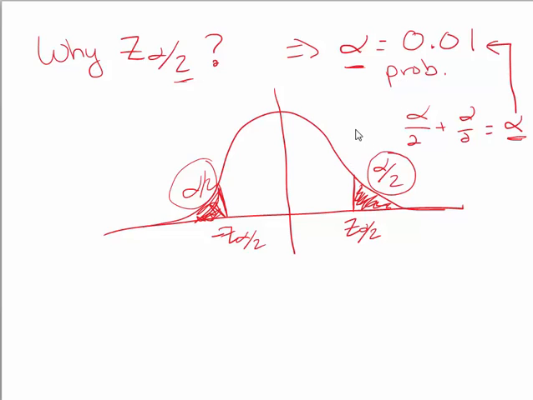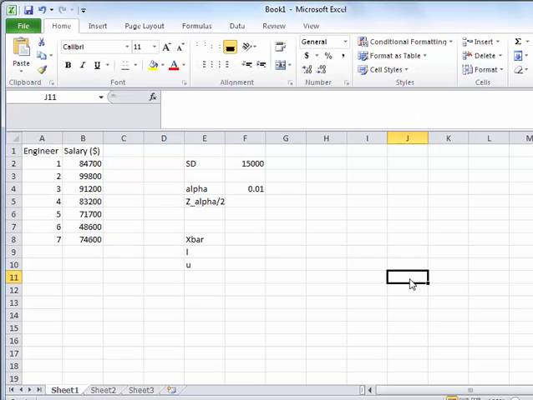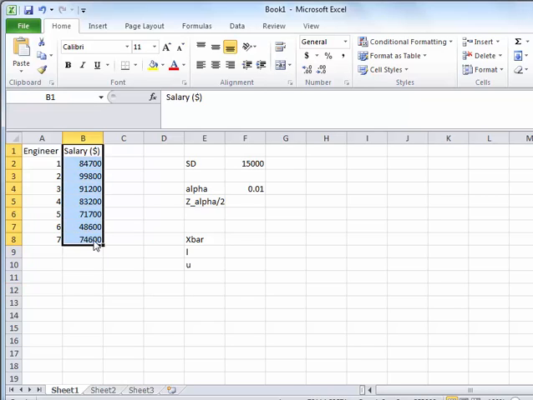So now that we have an idea what our confidence interval is, what a confidence level is and what that means, and how we can actually compute it using different equations, let's go into Excel and actually work through an example. So in Excel, you can see that our data set is computer software engineers and their salaries. And we have 7 engineers and 7 different salaries.